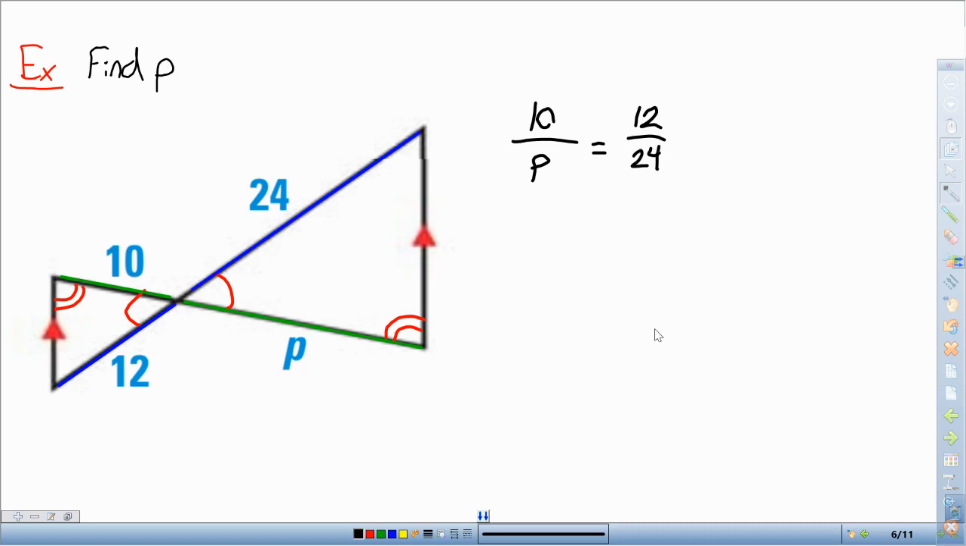Okay, and from here we can cross multiply and solve. But if you guys remember, this fraction, if we could ever reduce it, it's not a bad idea to do it, and then we end up with really easy numbers. This is a really simple fraction. We know this is going to reduce to a 1/2.